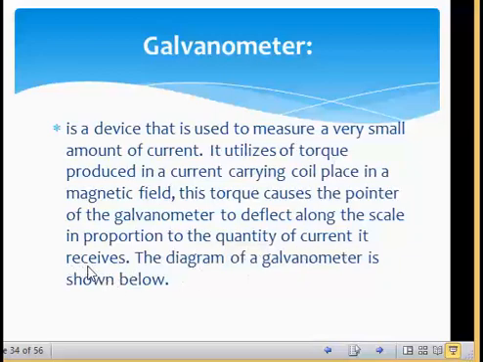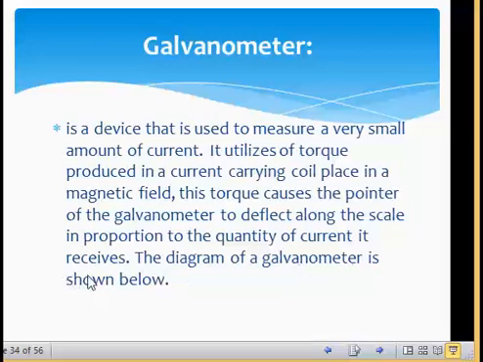So due to that, the pointer deflects, and that deflection of the pointer depends on the current. So we can simply say that a galvanometer always deflects anytime current is being supplied to the coil, and it can now be used to measure a small amount of current.